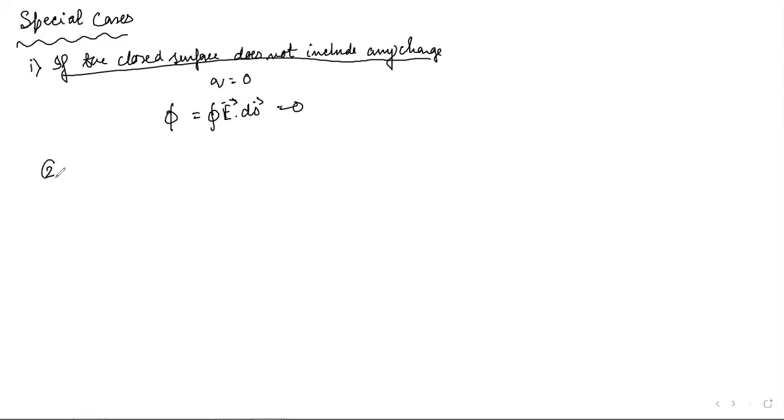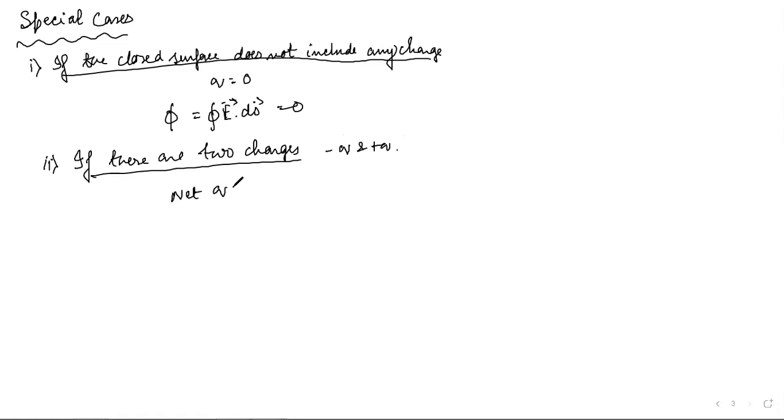Number two, if there are two charges, minus Q and plus Q, then also net Q is equal to 0, then also the flux is 0.